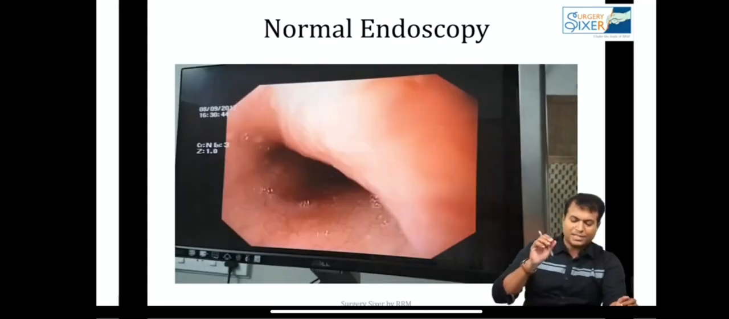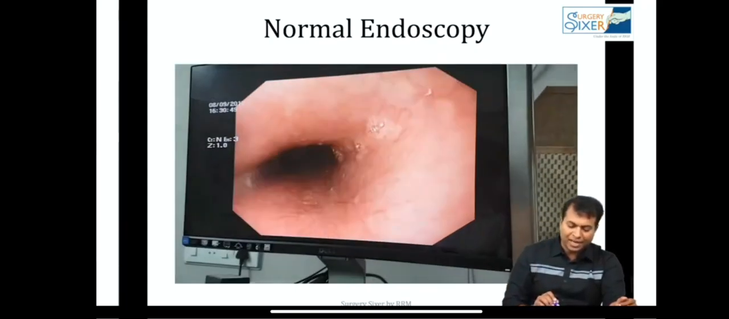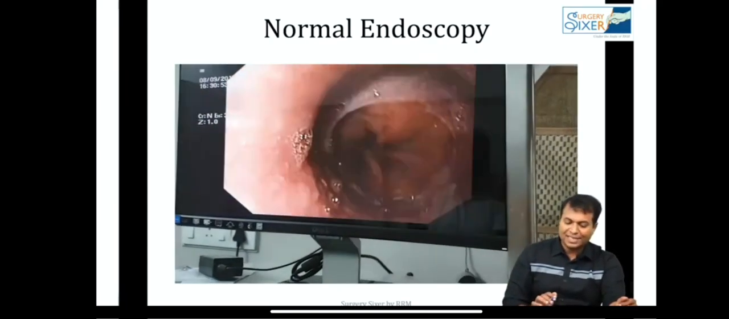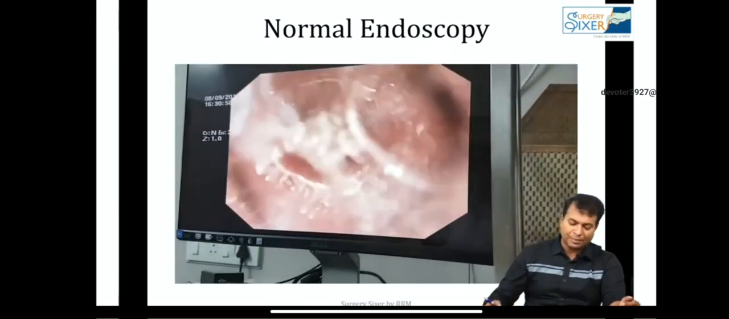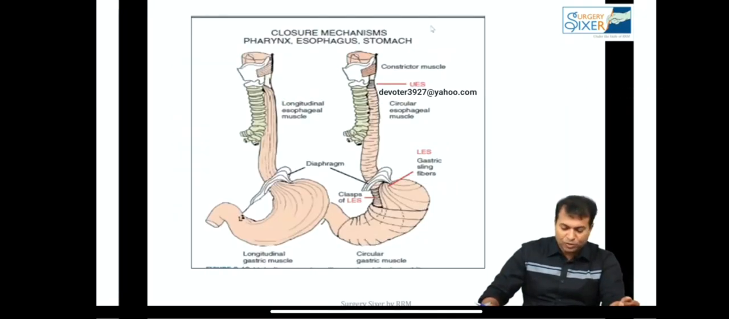Now you can see I'm going inside. I will be passing all the natural constrictions like the arch of aorta, bronchus, and you can see this is the cardiac beat, and this is the OG junction, and you can see the Z line. Z line is a line between squamous epithelium and columnar epithelium. So this is a normal endoscopy of the esophagus.